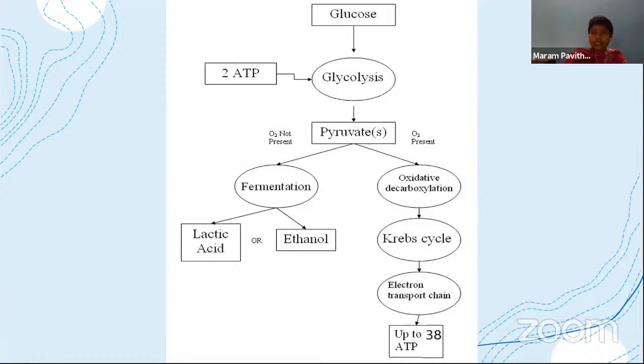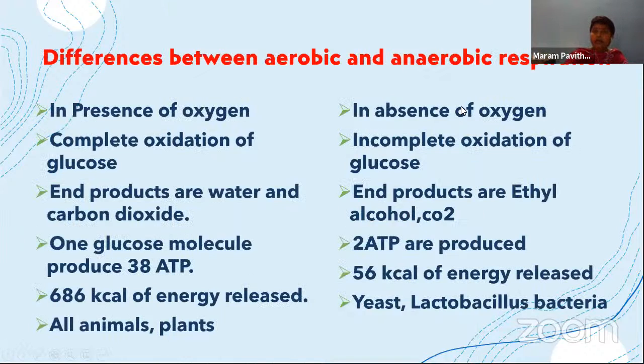Now let us see the examination point of view question. What are the differences between aerobic and anaerobic respiration? What is the main difference between these two respirations? Aerobic occurs in presence of oxygen, anaerobic occurs in absence of oxygen. Complete oxidation of glucose occurs here. Incomplete oxidation occurs here. End products are water and carbon dioxide. What are the end products here? Ethyl alcohol, or lactic acid also sometimes in some organisms.